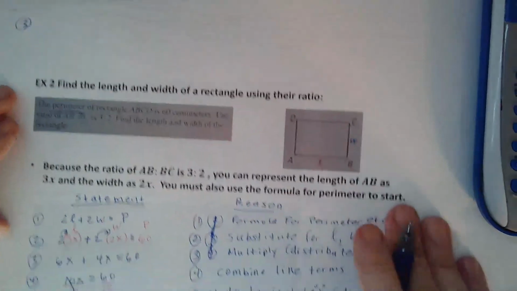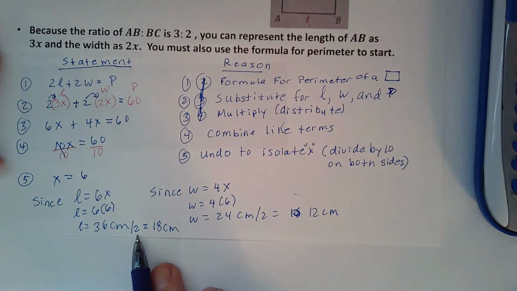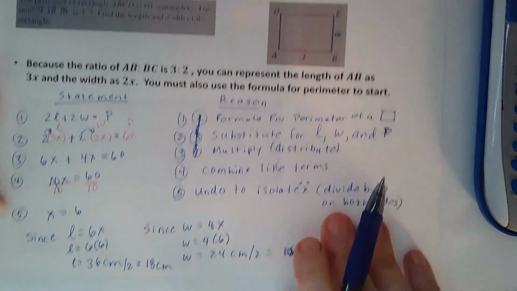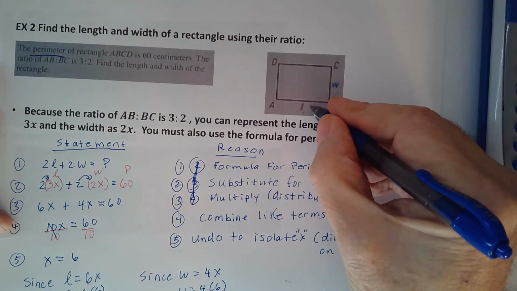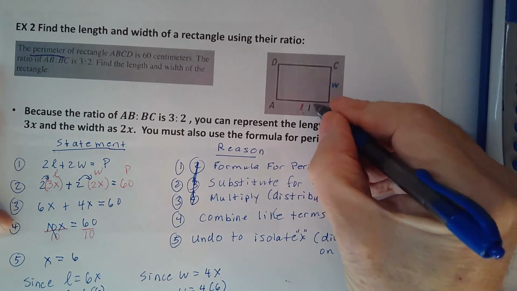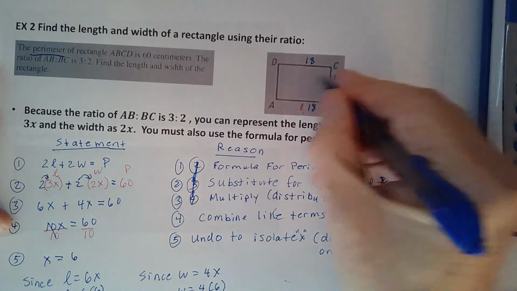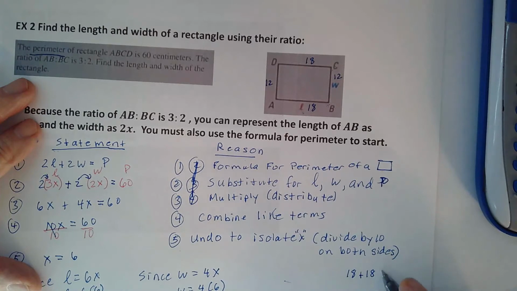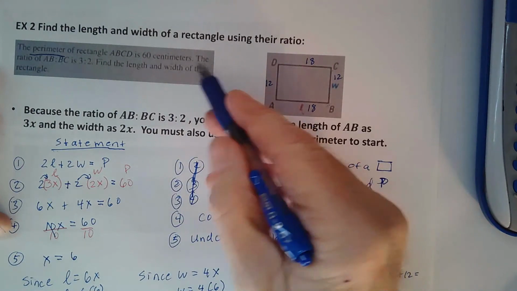So finishing this off, why did I divide by 2? It's because there's 2 lengths and 2 widths, right? So we've got a length here that is 18. This is 18. This is 12. This is 12. Now if we take 18 plus 18 plus 12 plus 12, that should equal 60 centimeters.